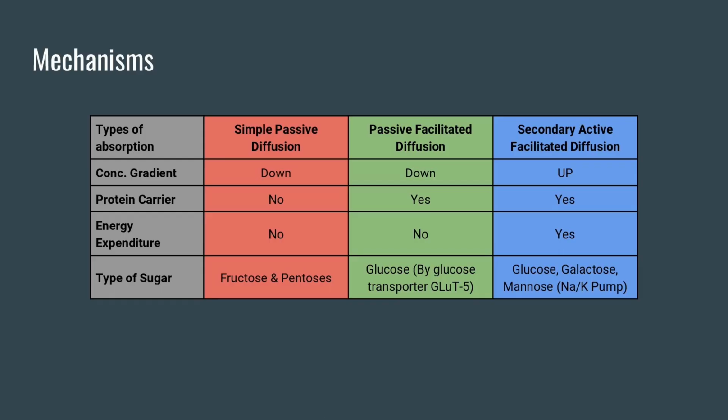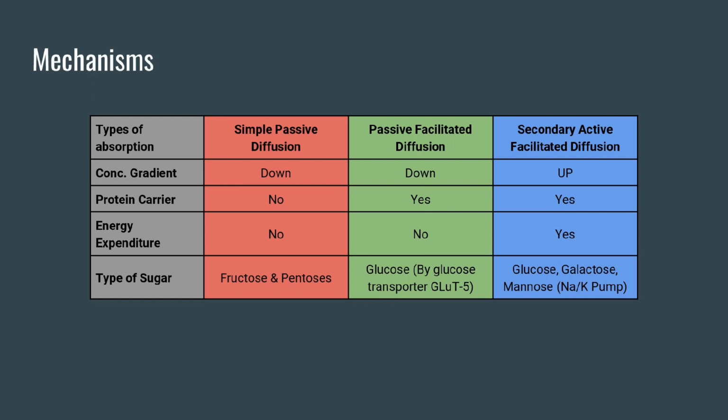After having the monosaccharides ready, many transporting mechanisms are activated. Of these are simple diffusion, which needs neither carrier nor energy to occur. It moves fructose and pentoses down the concentration gradient. Second, facilitated diffusion, which needs a carrier with no energy consumption. It moves glucose down the concentration gradient by GLUT, which will be discussed later. Third, secondary active transport, which needs a carrier and energy. It moves glucose, galactose, and mannose up the concentration gradient.